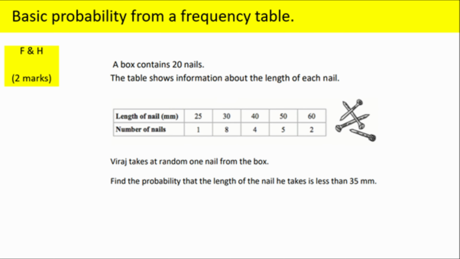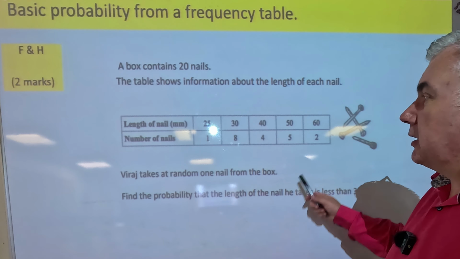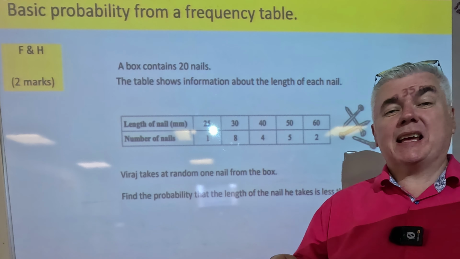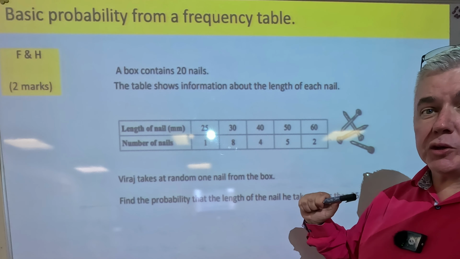Here's today's maths question. When you're ready, pause the video, give it a go. This is a foundation and higher question worth 2 marks. Today's question is basic probability from a frequency table. This is a frequency table and like the name sounds, it shows you how frequently something happens.